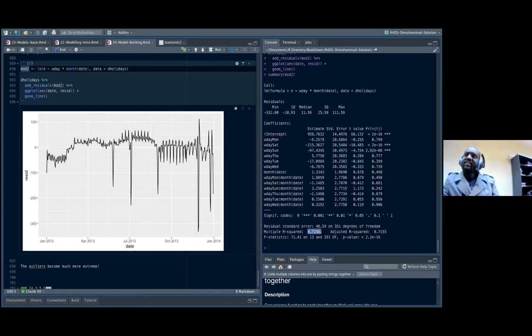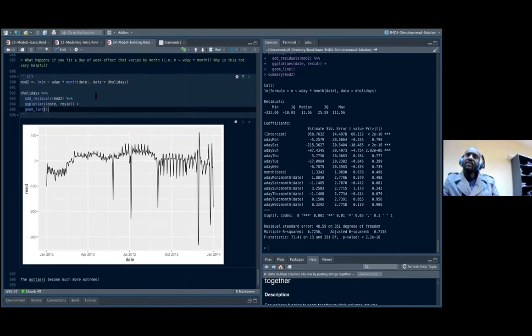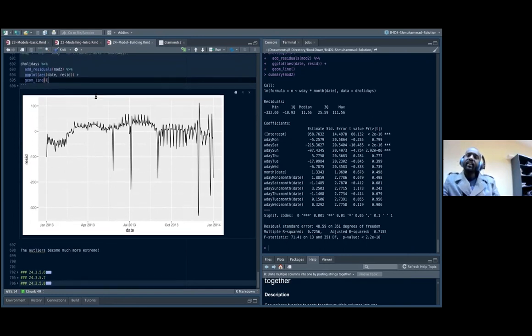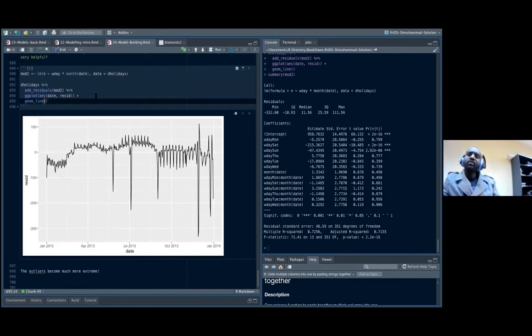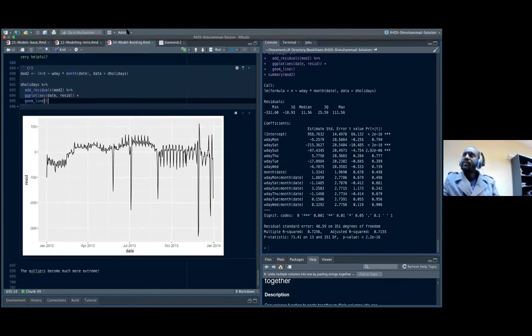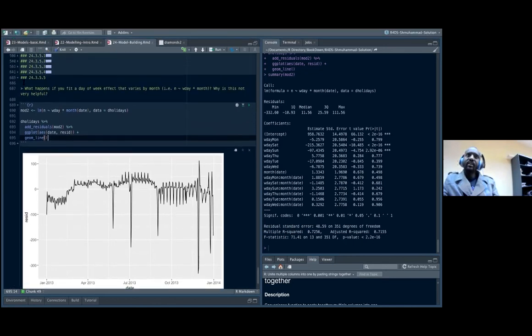We have 0.72, and the previous one we have 0.8. So this one actually decreases even the performance, right? So yeah, the outlier is even more pronounced in this situation. Okay, so let's continue with the next question.